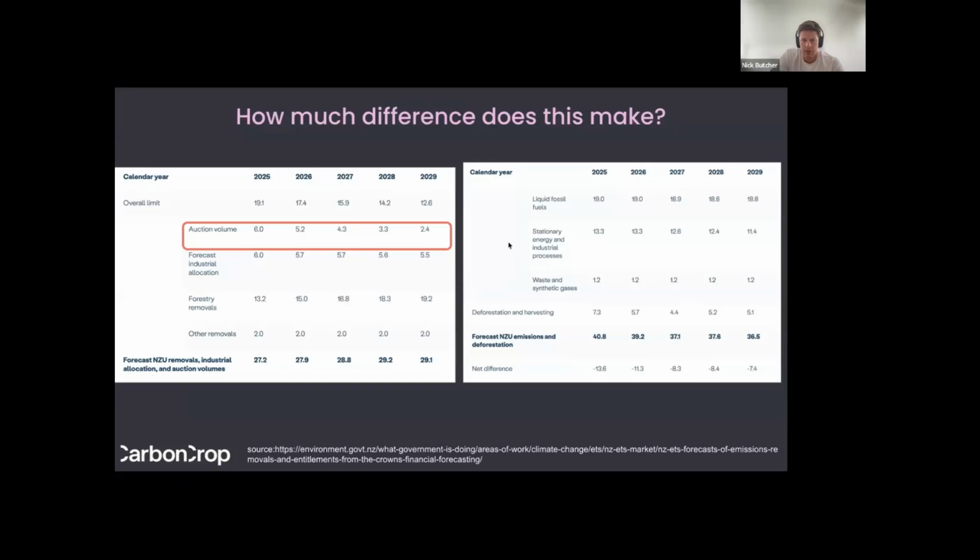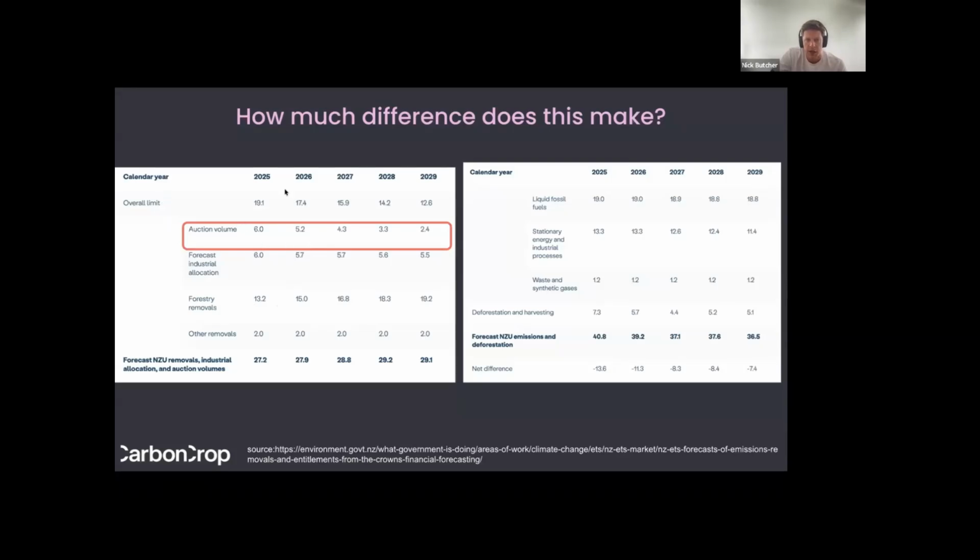So the question is sort of how much difference does the auction actually make, both now and into the future? This data is pulled from MFE's website. It said on the site that it was last updated in 2024, which is a bit of a concern, but I think it's still roughly in line with their forecasts.